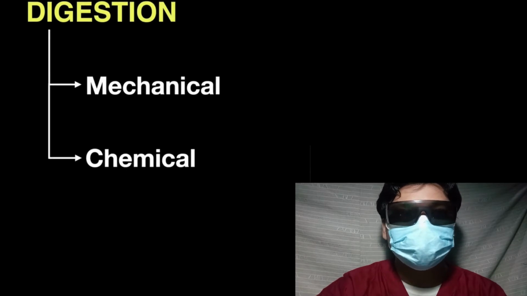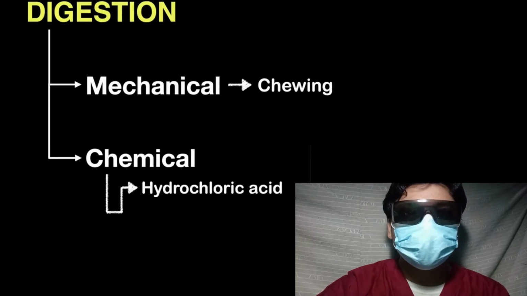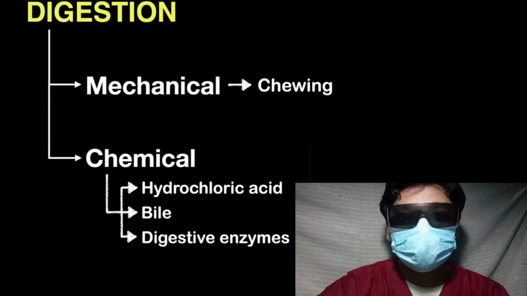First is digestion. This process can either be mechanical or chemical. One good example of mechanical digestion is when you chew your food, while chemical digestion happens with the help of substances such as hydrochloric acid, the bile from the liver, and digestive enzymes.